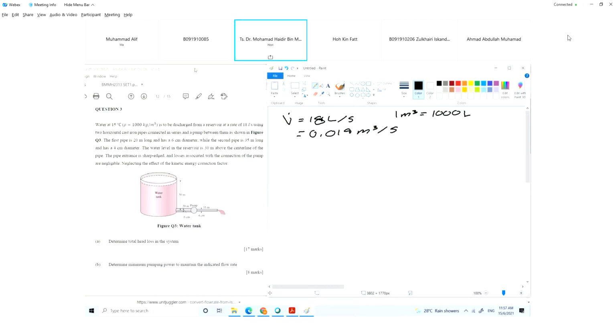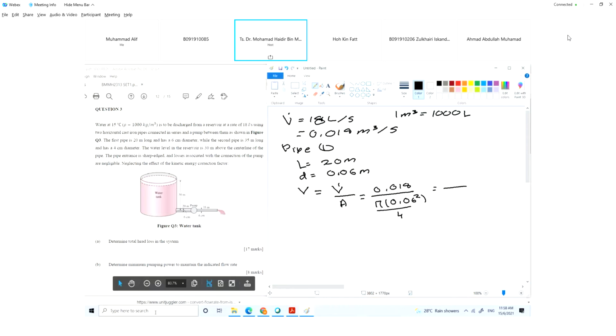Two horizontal cast iron pipes are connected in series with a pump, figure Q4. The first pipe is 20 meter long and 6 centimeter diameter, while the second pipe is 35 meter long and has 4 centimeter diameter. From this information you can determine V1 and V2. Let's start with pipe 1: L is equal to 20 meter and the diameter is 0.06 meter. So V equals V dot over A, equal to 0.018 over A, where A is pi 0.06 square over 4.